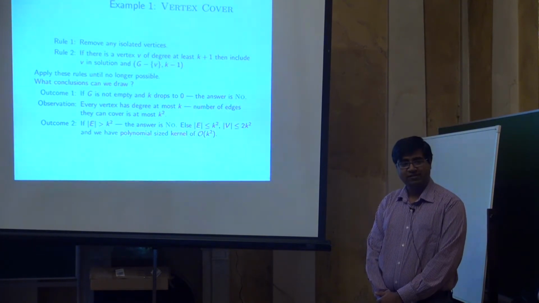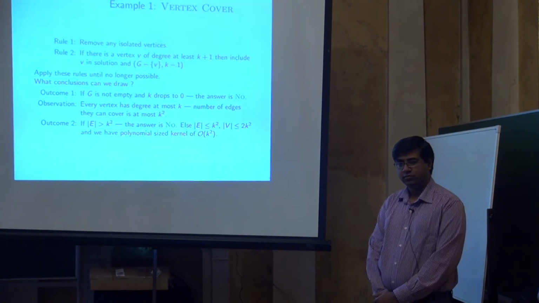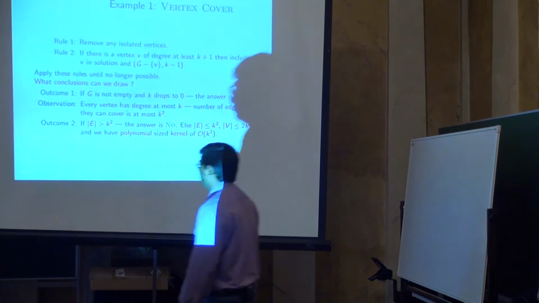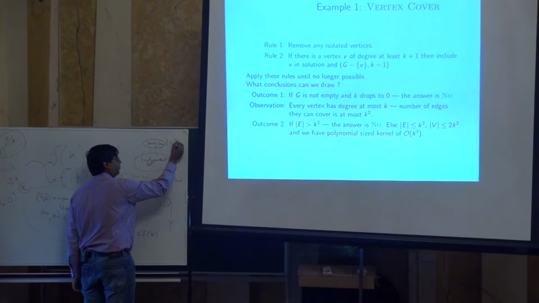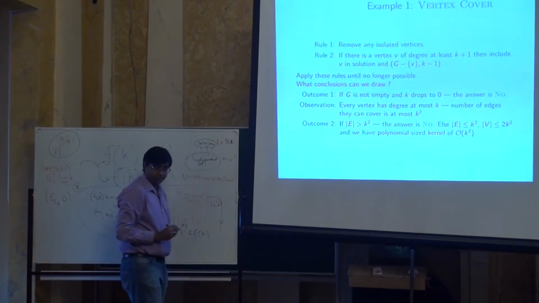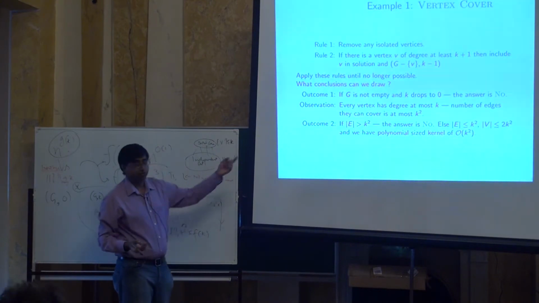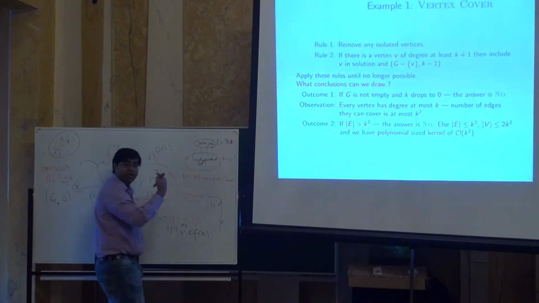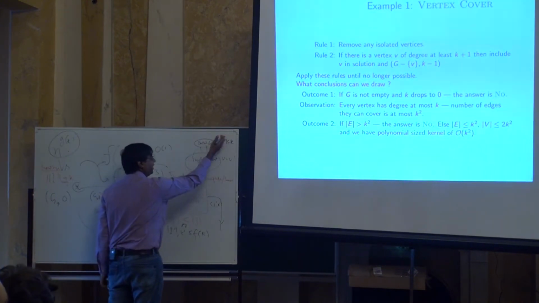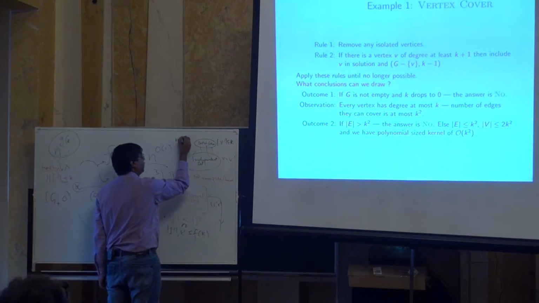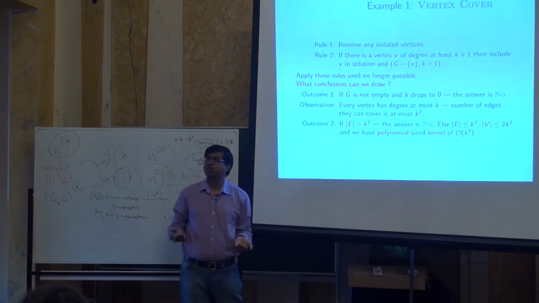If the graph has strictly more than k square edges, can we say no? This is my vertex cover, which is supposed to be of size at most k. Each of them, how many edges are incident? At most k, because degree is bounded by k. So if there is a vertex cover of size at most k, the number of edges they can cover is k into k, which is k square. So if the number of edges is more than k square, the answer is no.